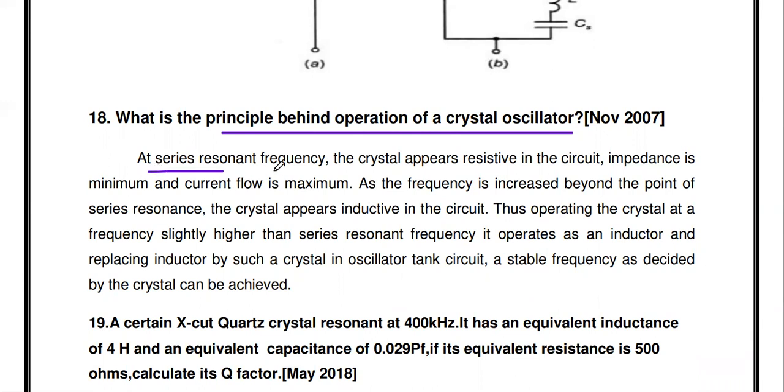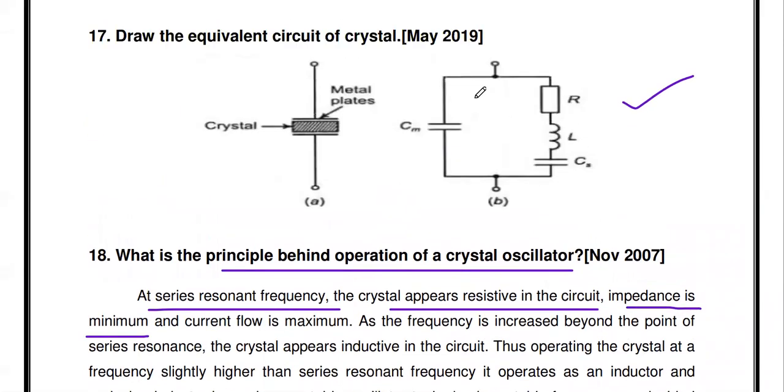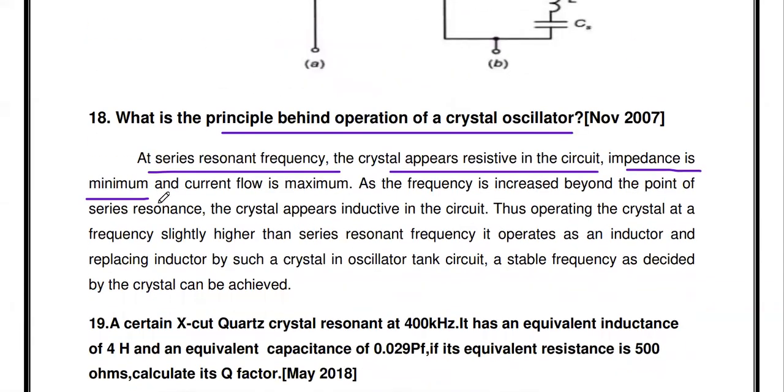Okay, so at the series resonant frequency, the crystal appears resistive in nature. That's why the impedance is minimum. So you know the resonance concept. At that resonant frequency, the total circuit behaves like a purely resistive circuit. You see, this is the equivalent structure of the crystal. This crystal internally has resistive, inductive and capacitive effects, but at the resonant frequency the inductive and capacitive effects cancel, so it acts as purely resistive. At that time the impedance is minimum. Impedance is minimum means what is the current flow? The current flowing through the crystal is maximum. This is the concept. That's why at the resonant frequency we get the maximum current.